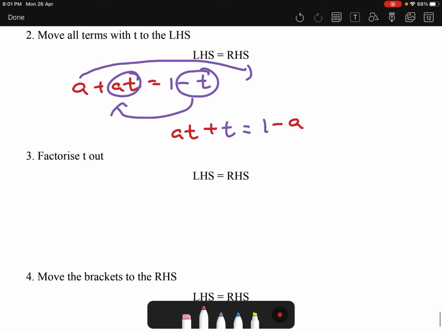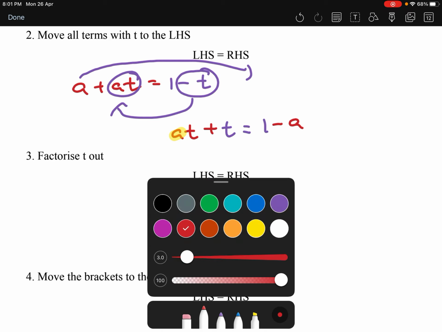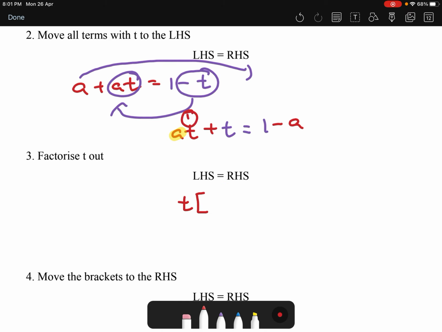The next thing, the third step, I factorize out the t because I only want t on the left hand side. Now we have a here, which is something that I don't want. I want it to move to the right hand side. So I factorize out t, then I put a bracket, first term, second term.